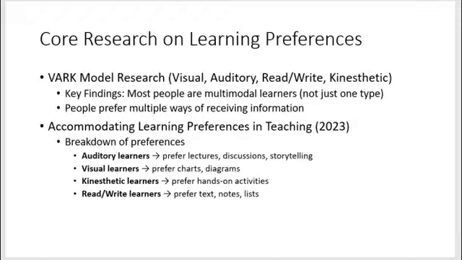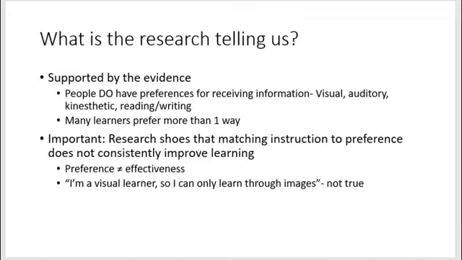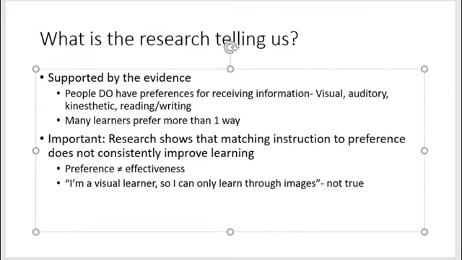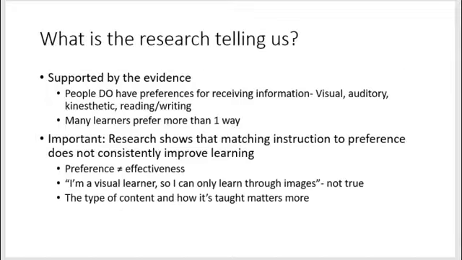But what they're saying in all of this research that's come out is people do have preferences for receiving information, but many of those people don't just learn one way. So it's important that research shows, not shoes, let me fix that really quickly, that research shows that matching instruction to preference does not consistently improve learning. So learning preference doesn't equal effectiveness. Keep this in mind. What does that mean? Well, I'm a visual learner, so I can only learn things through images. No, that's not true. That's the old way of thinking that we're debunking now. Students don't necessarily learn better just because instruction matches their preference. The type of content and how it's taught matters more. So instead of thinking, I'm a visual learner, think, I like visuals, but I learn best when I use multiple ways to engage with the content.